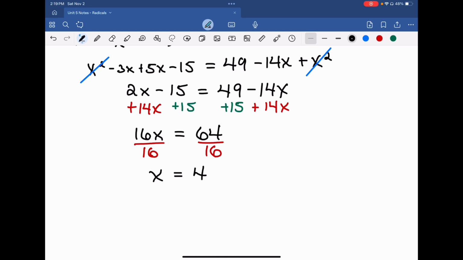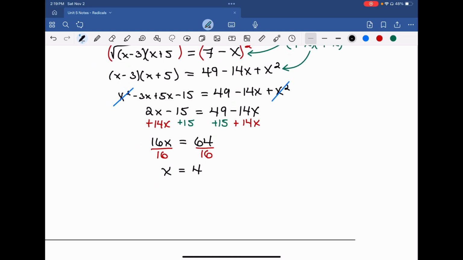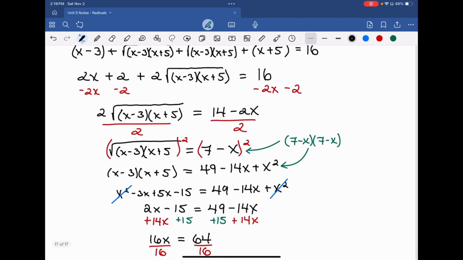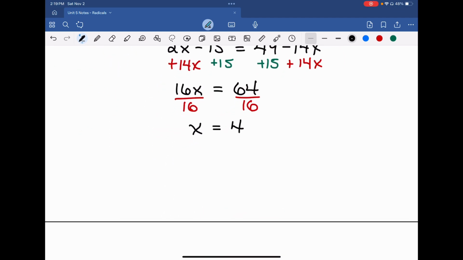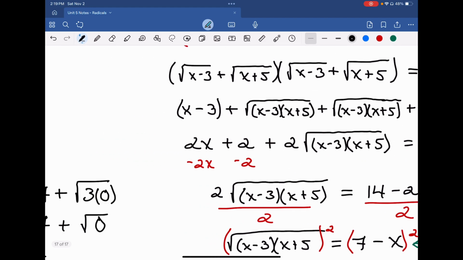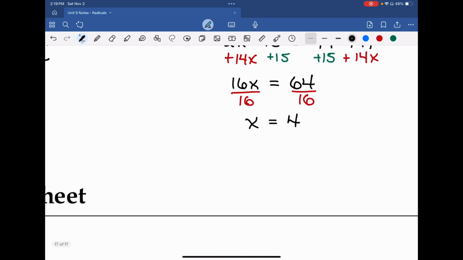Perfect. Okay, now we have an x value. We need to verify that this is actually true. Let's plug it back in for step number 3 and make sure that it satisfies the original radicals here. So in the verification step, I just want to make sure these numbers are all in line here. There we go. Step number 2 is here.